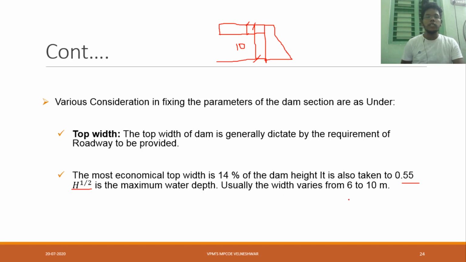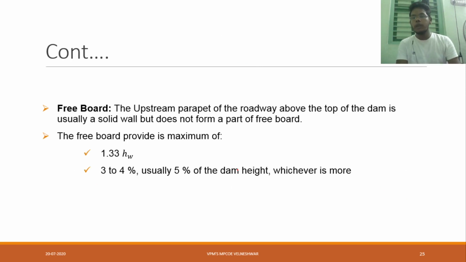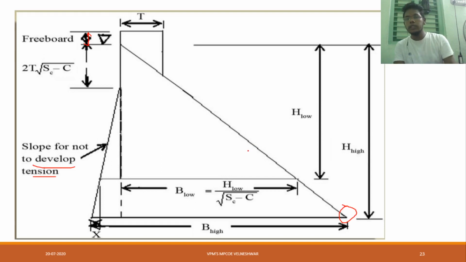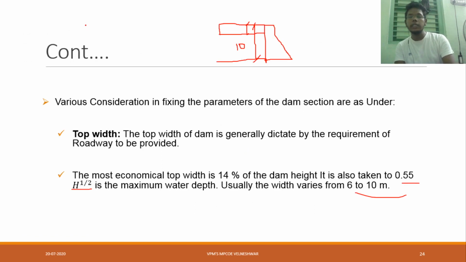Usually the width varies between 6 to 10 meter. How much width do we have to provide? As per IS provisions, the width may vary from 6 meter to 10 meter. Okay. Now, freeboard. Coming to this location, how much freeboard we have to provide, we will see now.